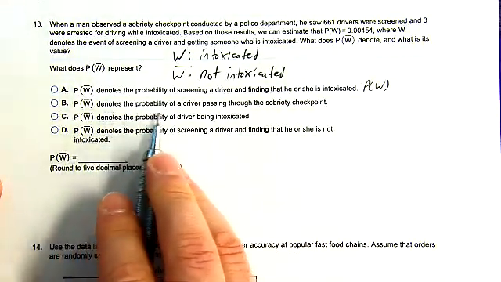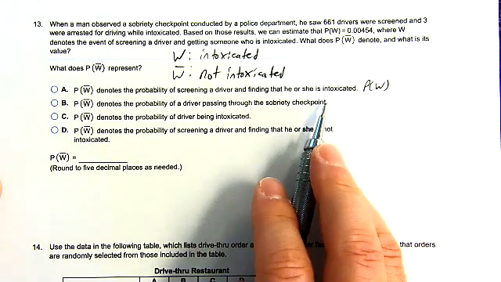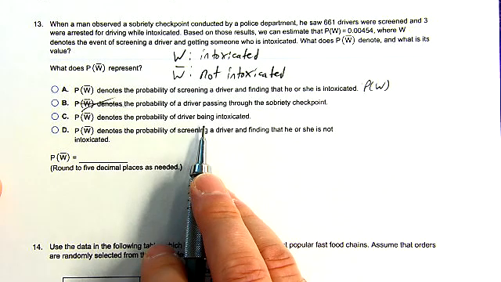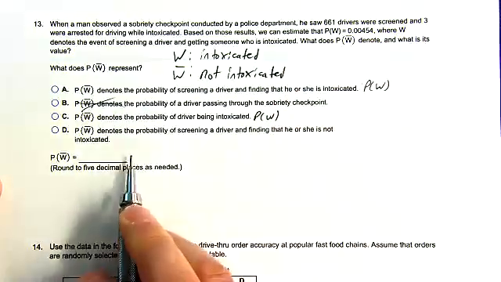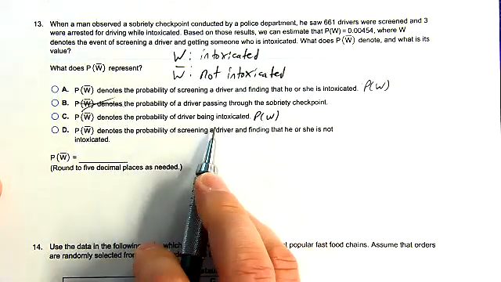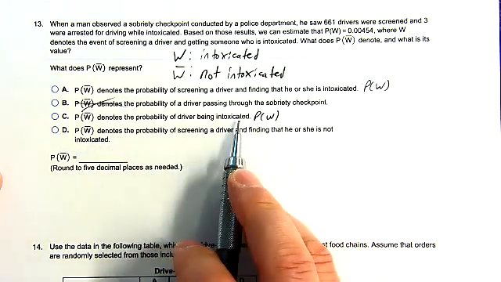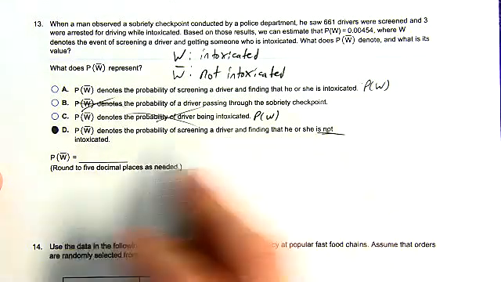P of W complement denotes the probability of a driver passing through the sobriety checkpoint. Literally every driver is going to pass through the checkpoint, and then the ones who are intoxicated will get pulled to the side, and the ones that aren't will just keep going. So this isn't it. Denotes the probability of a driver being intoxicated. That is also P of W. Well, this is not quite P of W. They're intoxicated, but not necessarily they get caught for it. But still, it's not what we're looking for. So it's got to be D, and let's just make sure that it sounds right. Denotes the probability of screening a driver and finding that he or she is not intoxicated.